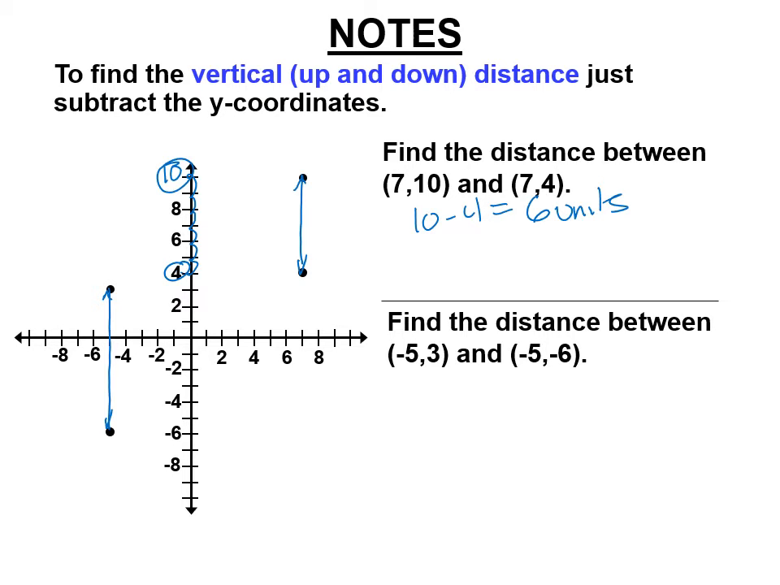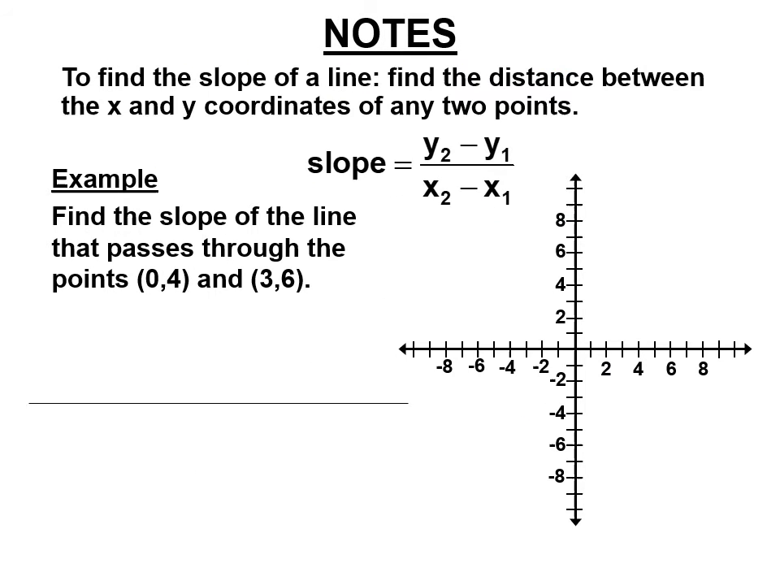And we subtract. We want to do 3 minus negative 6. We want to force ourselves to get a positive answer here. And so that is 9 units, this distance from 3 down to negative 6. So we have horizontal and vertical distances. What are we going to use that for? We're going to use it for slope.